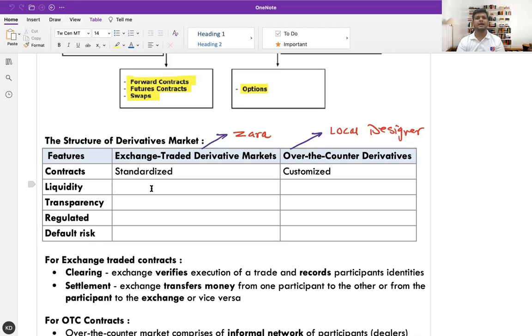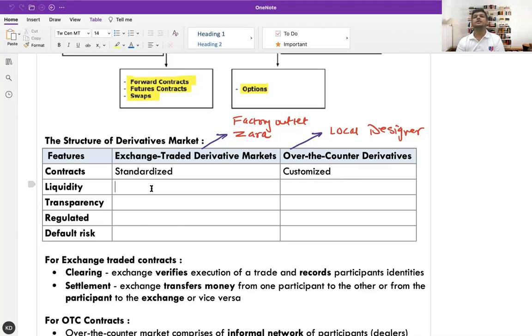Is there a difference between both? Yes. In Zara, I will get my size exactly. No, but at the local shop, I can customize, isn't it? Correct. But let me add one more condition in the Zara: let's say it's a factory outlet of Zara. What happens in a factory outlet? Can you buy one piece? No, you have to at times buy in quantum, right?